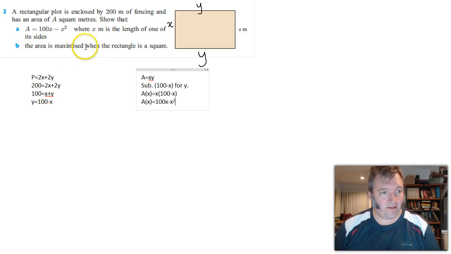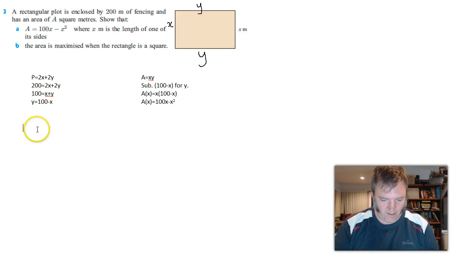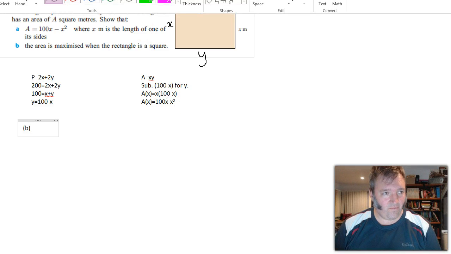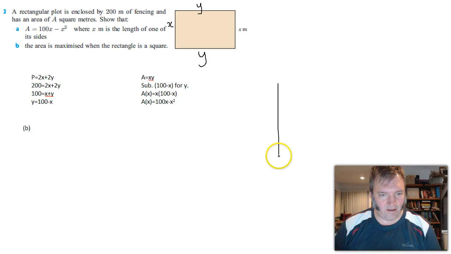Now, show that the area is maximised when the rectangle is a square. So for part B, what we're really looking for is, well, I want to first of all show when the area is maximised. This is a parabola, it's a sad face parabola. If we have a look at that, we could even come up with a bit of a sketch of that. Here goes my beautiful mouse drawing skills. We can see back here we've got the intercept form there.